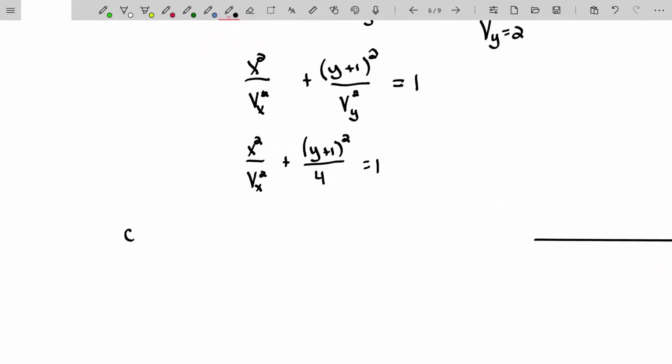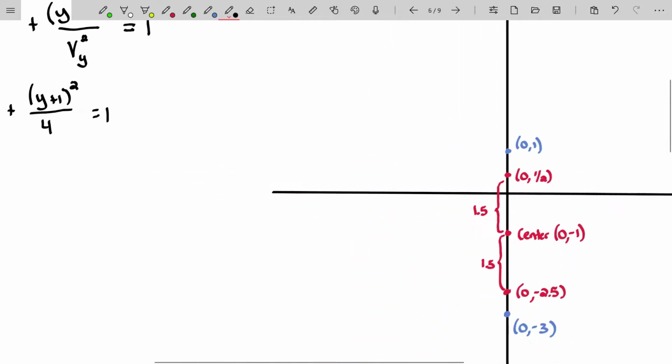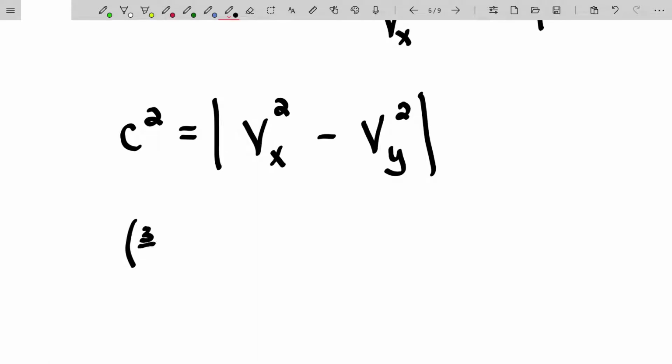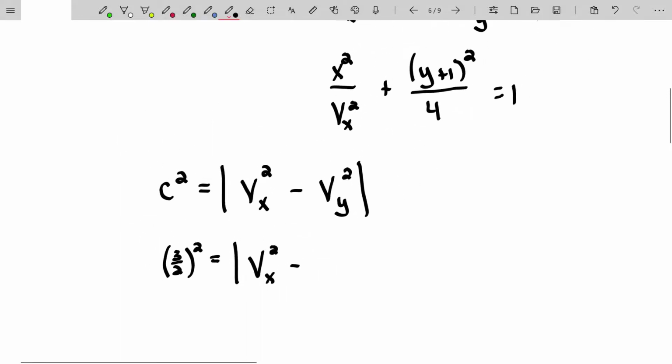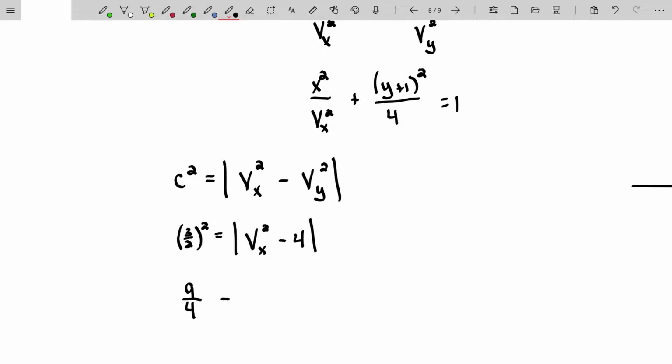We know c squared should be the absolute value of the distance between the square of v sub x and the square of v sub y. We know what v sub y squared is, and we also know what c is. C is 1.5 or 3/2. So I will go ahead and say c squared. We'll just say 3/2 first so you can see my math. C squared is equal to the absolute value of v sub x squared minus v sub y squared, which was 4. All right, so that's 9/4 is equal to the absolute value of v sub x squared minus 4.